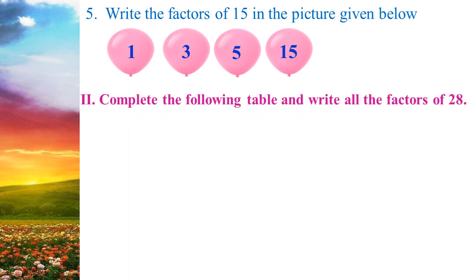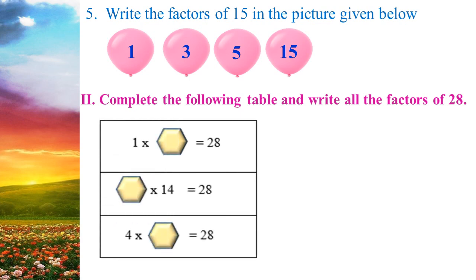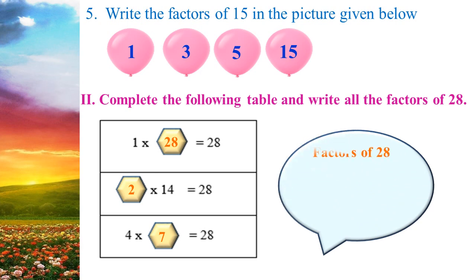Let's see second Roman. Complete the following table and write all the factors of 28. Here given one table. Now we have to fill the box. Then we have to write the factors of 28. 1 multiplied with dash is equal to 28. 1 28s are 28. Then dash into 14 is equal to 28. 2 14s are 28. Third one, 4 multiplied with dash is equal to 28. 4 sevens are 28. Now we have to write the factors of 28.